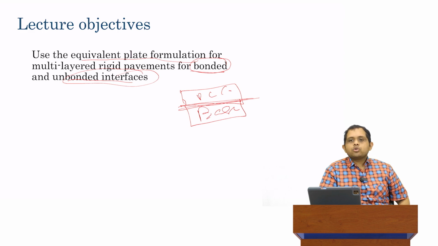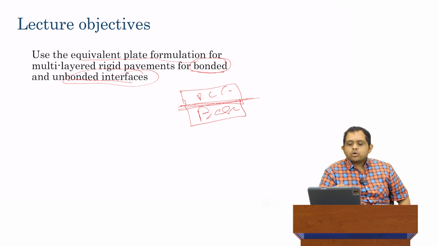You may recall, if you go back to the class on design and analysis of flexible pavements, there also we have to make some assumptions about bonding in layered elastic analysis. So it's not very different. The only difference is we're not using layered elastic analysis, we're using plate theory. So our final expression will look different, but from a mechanics perspective, it's generally the same assumption that we're making.